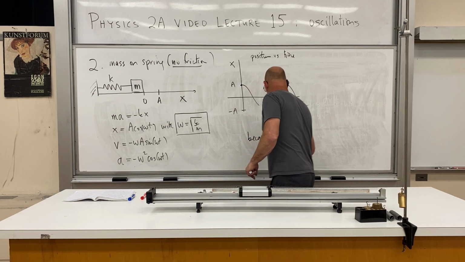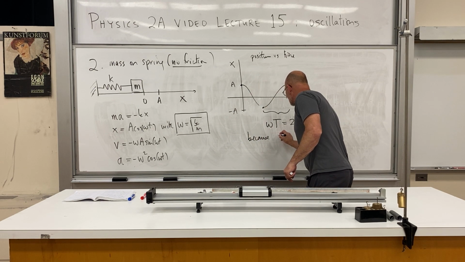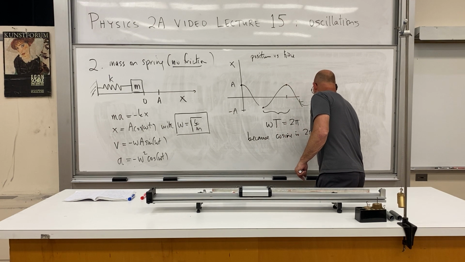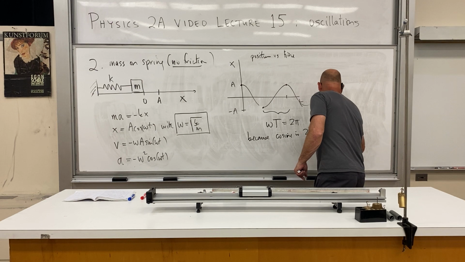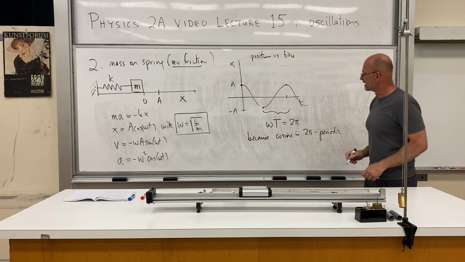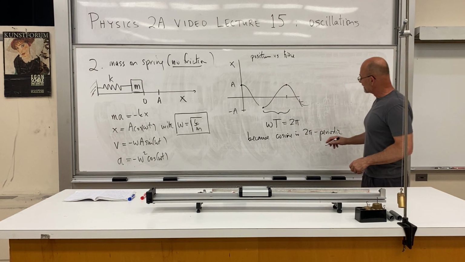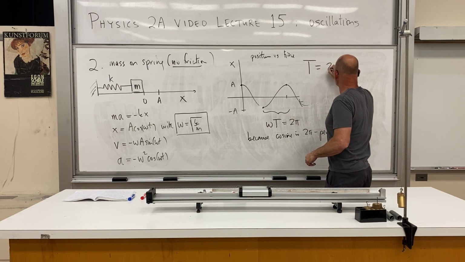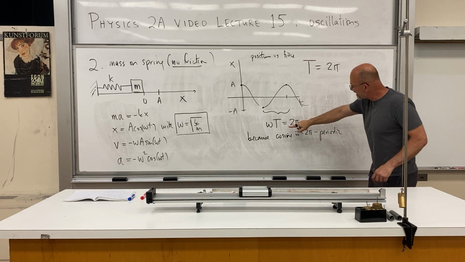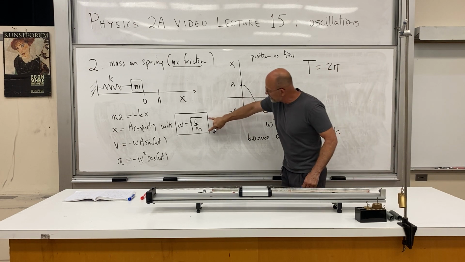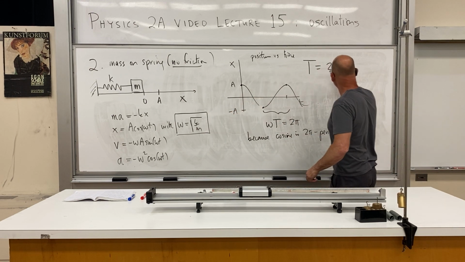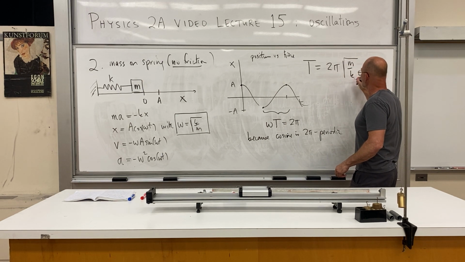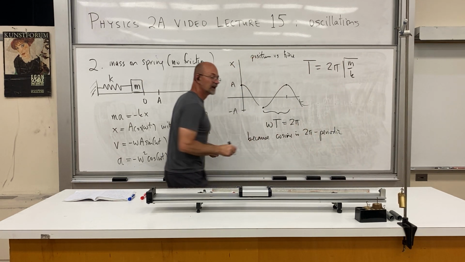So I'll put this in your notes because cosine is 2 pi periodic. And that gives us t is equal to 2 pi divided by omega. And so dividing by omega means we just flip this, and there's k, m over k. There's the formula you guys used this week in your lab.